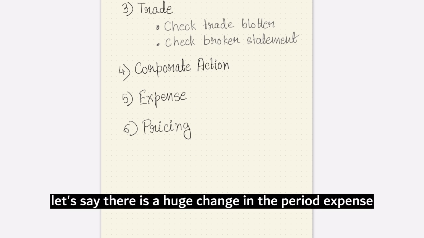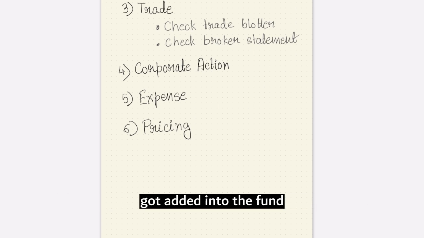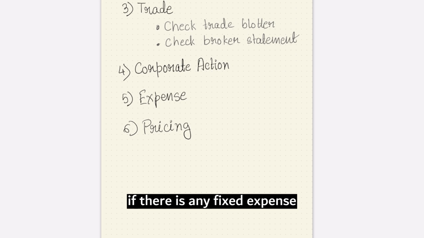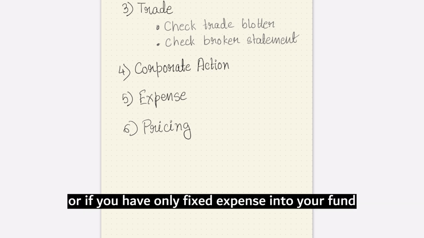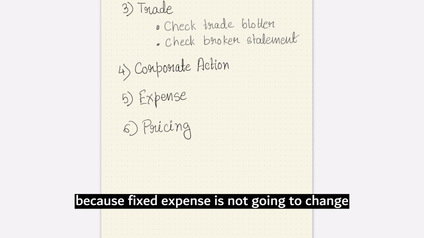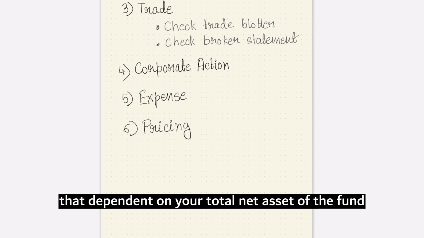Let's say there is a huge change in the period expense. That is not possible unless a new expense got added into the fund, or you have done an adjustment into the fund. Otherwise, if you have only fixed expenses in your fund, then you should not have any change, because fixed expense is not going to change. Fixed expense will remain the same on a daily basis. If you have a variable expense, that is dependent on the total net assets of the fund.